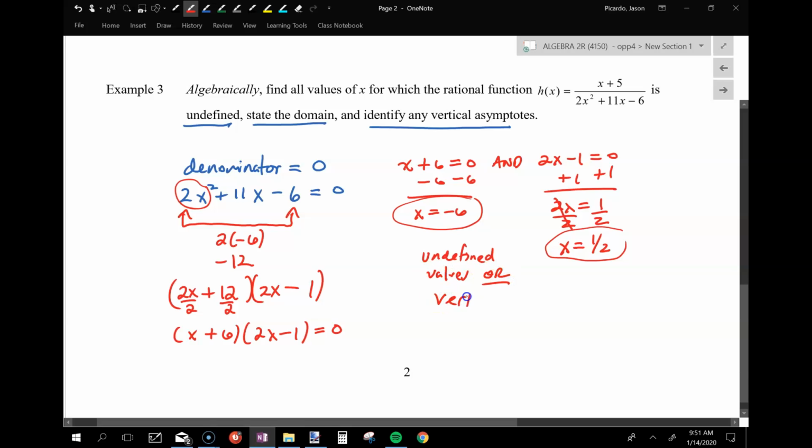Or the vertical asymptotes. So when I ask you about the domain, when I say, hey guys, what's the domain? You say, Mr. Pro, you can have everything in the world. You can plug in anything you want. What? Except negative 6 and 1/2, right? As long as you don't plug in those, you're good.